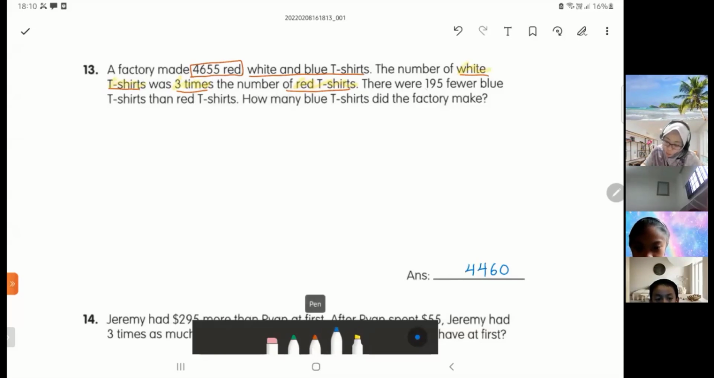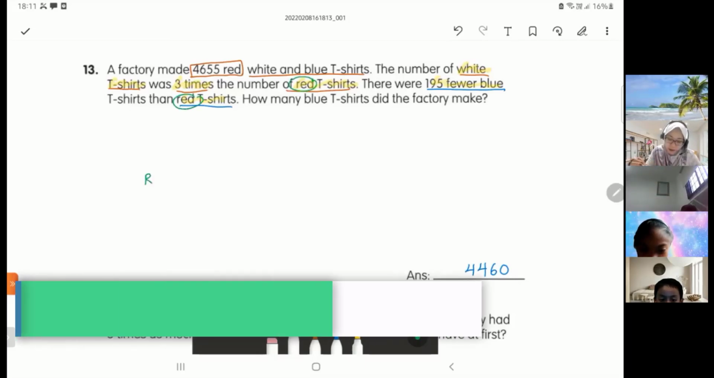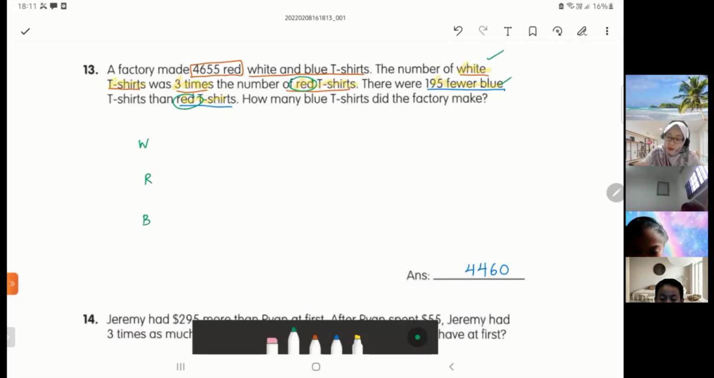There were 195 fewer blue than red. Then I'm comparing between my blue and my red. Just now it was my white and my red, now blue and my red. So the word being repeated here is my red. My red will be in the middle, on top of the red will be the white, below the red will be the blue. Follow the sequence: white comes first, then the blue. That's how I do my comparison model here. I'm going to draw a comparison model.